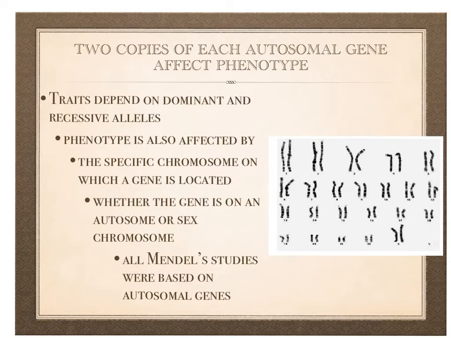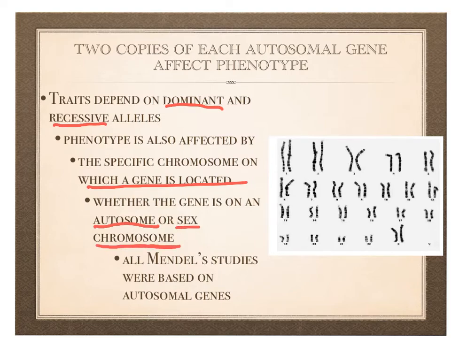Two copies of each autosomal gene can affect the phenotype. The traits displayed are going to depend on whether the offspring inherited dominant or recessive alleles. The phenotype, the actual expression of the trait, is also affected by which chromosome the gene is located on, and whether the gene is on an autosome, meaning chromosomes numbers 1 through 22 in humans, or the sex chromosome, which is chromosome pair 23.